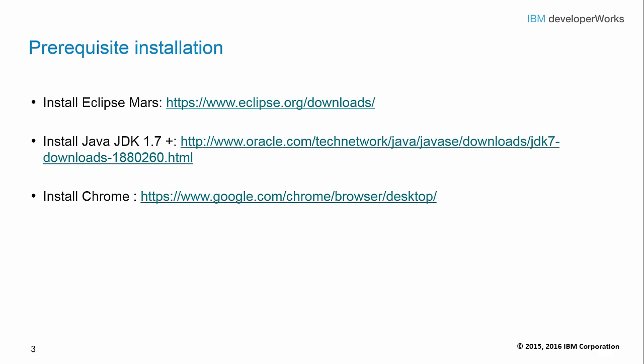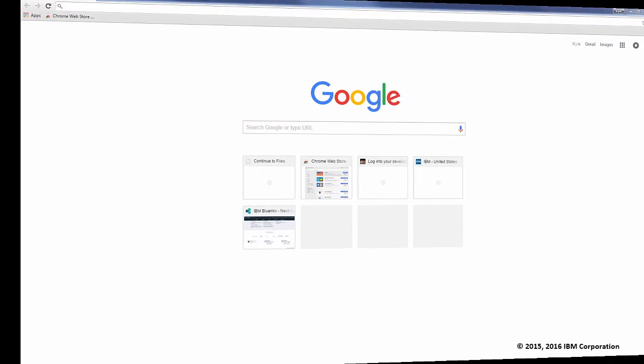There are some prerequisites for this lab. You need to have Eclipse Mars installed, also Java JDK 1.7 or higher, and you need to have an instance of Chrome installed. We'll be using Chrome browser for this lab. I will not be showing the slides throughout the lab, but I will be mentioning the slide and sometimes the steps that I am on so that you can follow along in the slides.